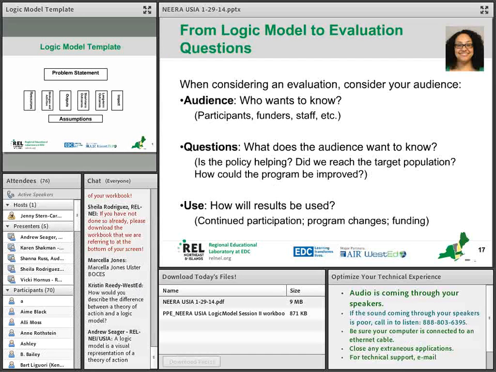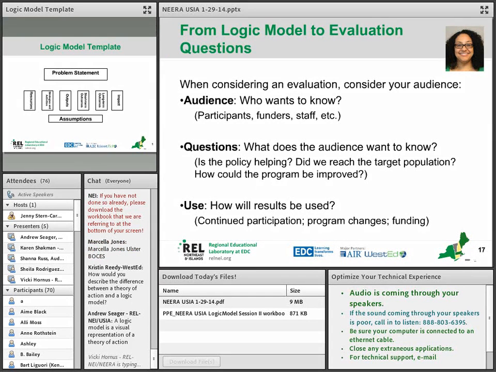And here, a critical aspect of developing appropriate and important questions for an evaluation is to consider who might want to know what about your program or policy. Thinking about your audience is definitely a critical piece in developing these questions. So you need to ask yourself, who wants to know? Consider the questions your audience may have. And then think about how the results are going to be used. Is it going to be used for further funding opportunities or to make changes to the program or policy?